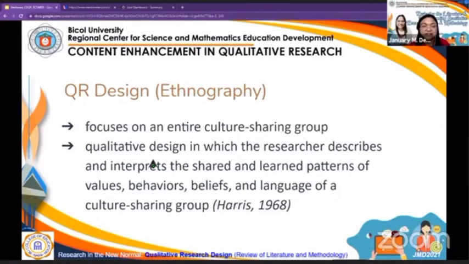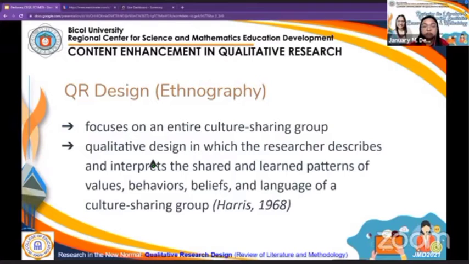Another famous or basic design that is commonly used in qualitative research is the ethnographic research. So if grounded theory wanted to develop a theory from examining many individuals sharing the same process or action or interaction, in ethnographic research, the study participants are not likely to be located in the same place. So definitely you are interested in shared patterns. If you are an ethnographic researcher, you wanted to focus on the entire culture sharing group. You describe and interpret the shared and learned patterns of values, behaviors, beliefs, and language of a culture sharing group.